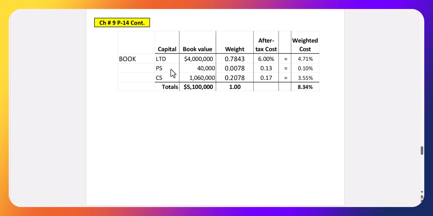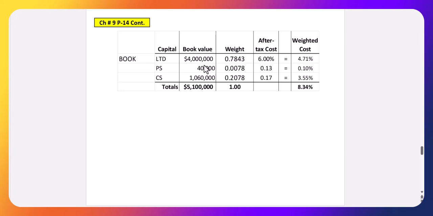So let's start off with the book value: long-term debt, preferred stock, common stock. In order to get the weights, we have to add up our capital structure of long-term debt, preferred stock, and common stock, the values on our books, the balance sheets. So if we take 4,000,000 and divide it by 5,100,000, we end up with a weight of 0.7843. For preferred stock, we take 40,000 and divide it by 5.1 million, and we end up with 0.0078. The same thing with common stock: we have $1,060,000. We divide it by 5.1 million, and our weight for common stock is 0.2078.